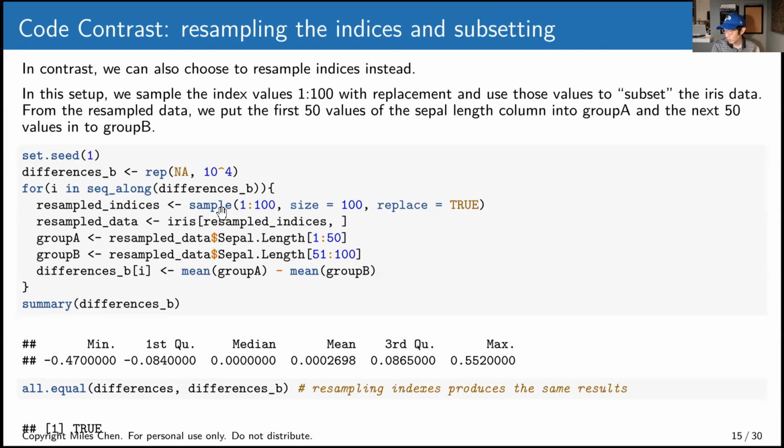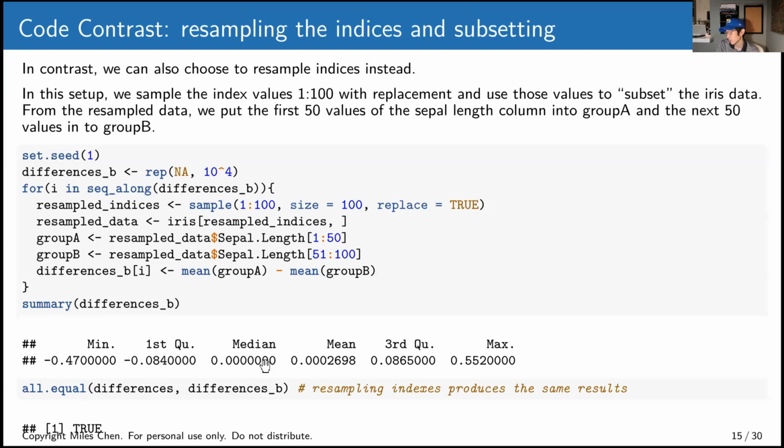Okay, so again, this data is all kind of shuffled up now. Because the indices have been shuffled up and resampled, the resampled data itself is all shuffled up. And now I'm taking the first 50, putting them into group A, and then the second 50 and putting them into group B. So we're going to say, what's the difference between the mean of group A and the mean of group B? We do this 10,000 times, and we say, well, what kind of difference do we get?